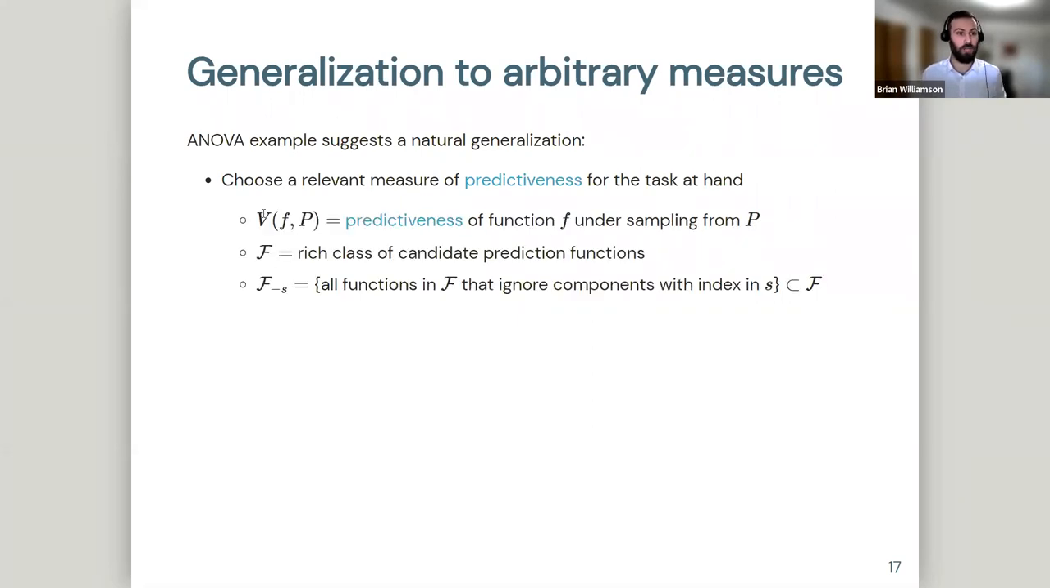So in general, I'm going to define a function V that takes a prediction function F and a distribution P and defines that predictiveness. So larger values of V are better. And I'm going to define two function classes. Script F is just a really big class of candidate prediction functions, and script F minus S is all of those functions in the bigger class that ignore the components that I'm interested in variable importance for.